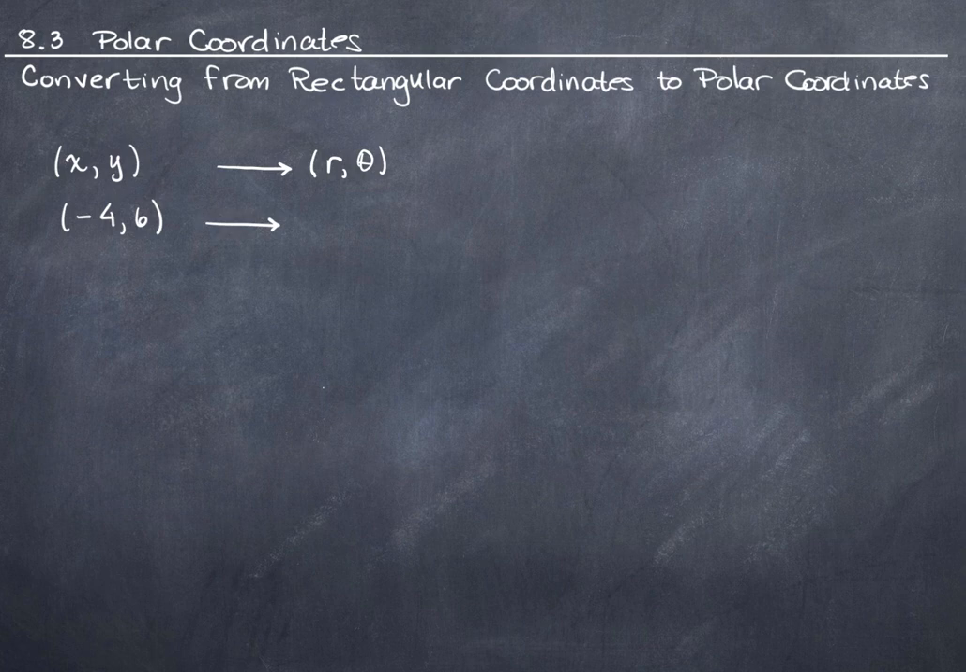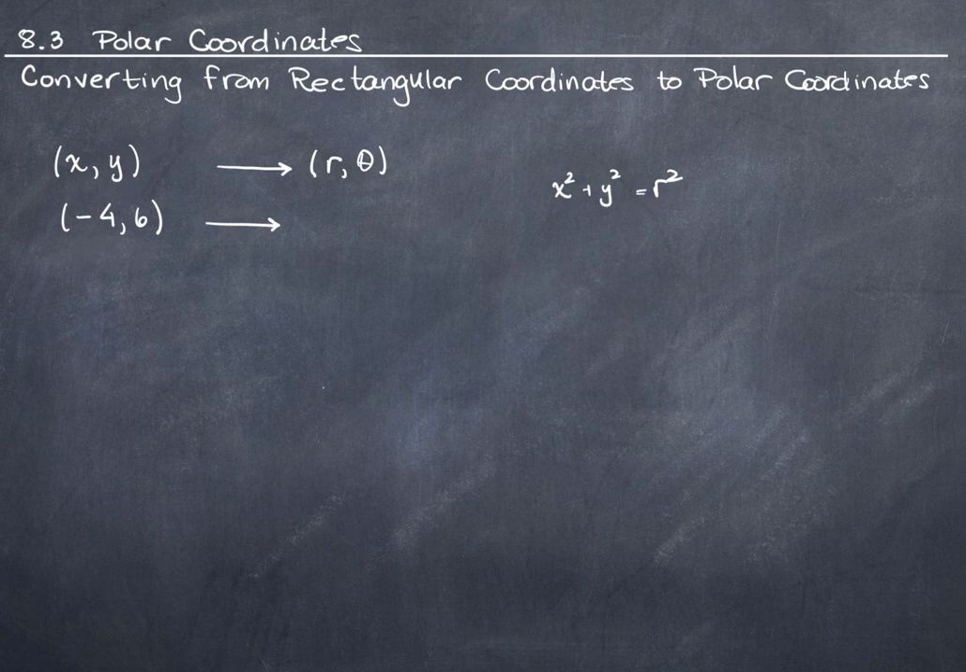The question is, what do I need? What is the mechanism I need to do that? It's not quite as straightforward as going from polar to rectangular. We need to make a couple of observations. One of them is that x squared plus y squared equals r squared. That's the equation of a circle. And we have x and y. We have -4 and 6.